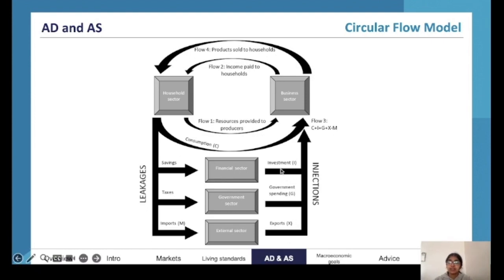Injections. So these are stuff bringing money into the economy. So investment is an injection. So for example, investing in Australian businesses, investing in capital, technology, and so on. Government spending, that's an injection just because let's say the government gives subsidies, it promotes spending in the economy. Exports, so if people overseas buy Australian goods and services, it's money being injected, so extra money coming in.